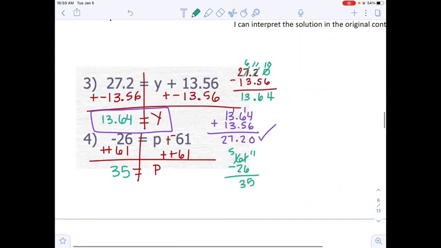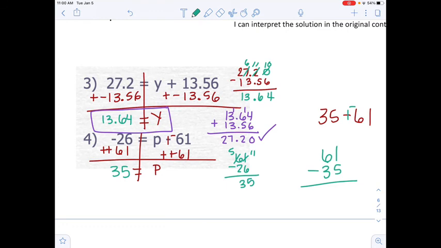And then to check your answer, you just plug in 35 for p. So 35 minus 61. Add up here. And then I'm going to take 61 minus 35, because I subtract their absolute values. And I get 26. And it'd be negative, because negative 61 has a larger absolute value. So yes, my answer of 35 works.